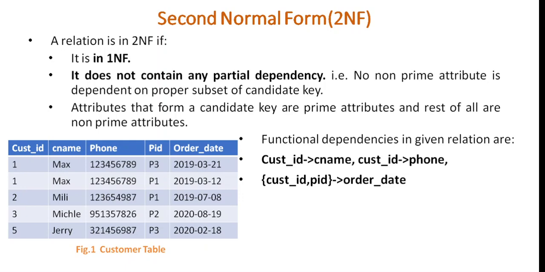Here we want to find out the candidate key first, because it is related to partial dependency, and partial dependency is related to candidate key. So first we need to find out the value of the candidate key. That's why we are finding functional dependencies. So the functional dependencies are here. And now, to determine the candidate key, we need to find out the closure of each of the attributes.